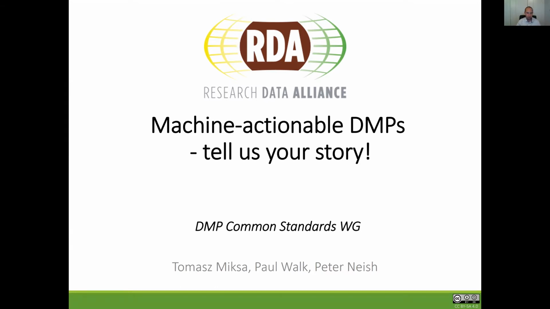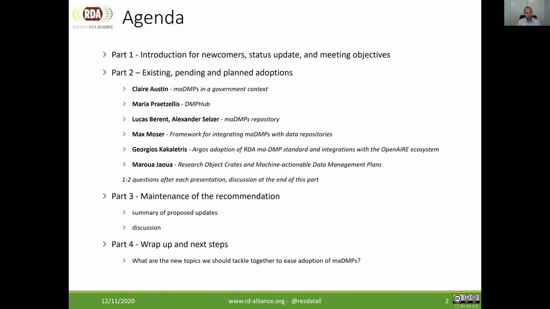The agenda for today that we have prepared is as follows. We'll have 4 parts of the session. The first one will be a short introduction for newcomers, if we have any here, status update and meeting objectives. And then in the second part, we will have 6 presentations. Each presentation will be around 5–8 minutes long. We'll hear about different existing, pending, or planned adoptions of the recommendations for MADMPs. After each of the presentations, there will be a chance to ask 1 or 2 questions.